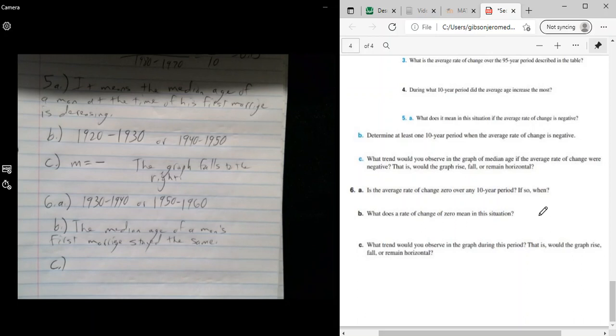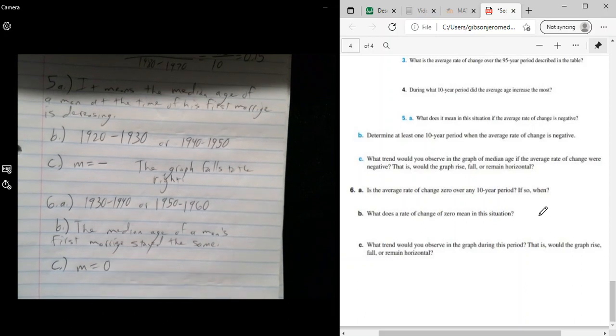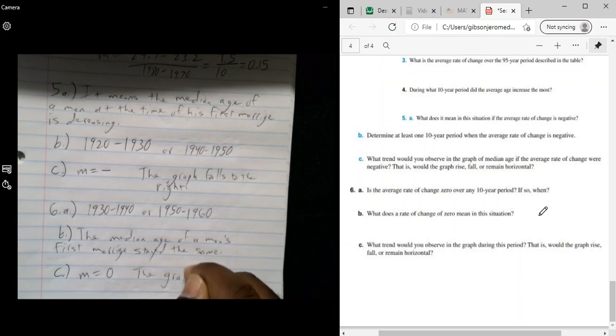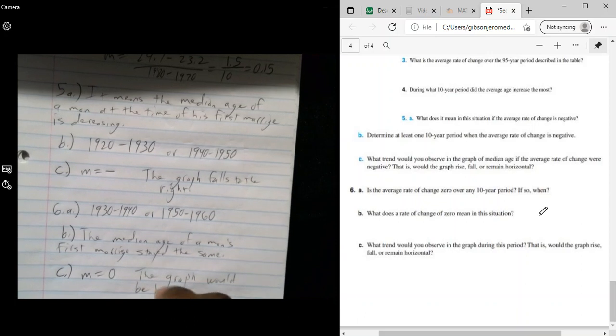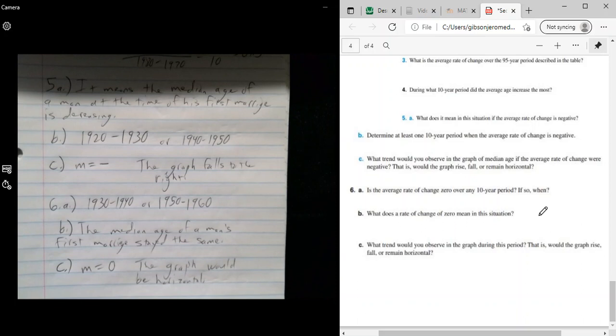Okay, C. What trend would you observe in the graph during this period? That is, would the graph rise, fall, or remain horizontal? Okay, we know if the slope is 0, the graph would be horizontal. And that is basically it for the worksheets.